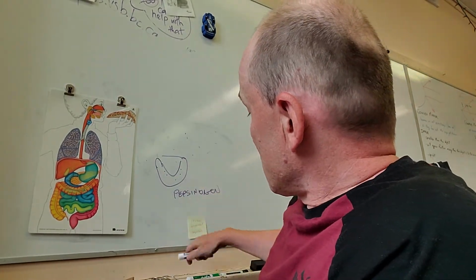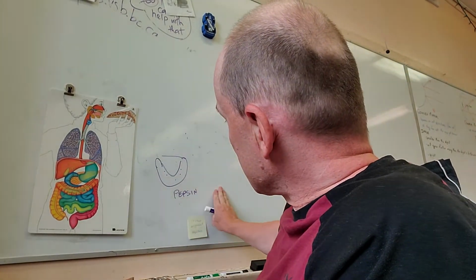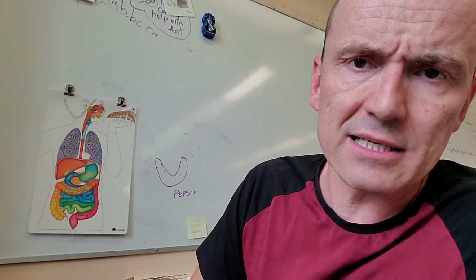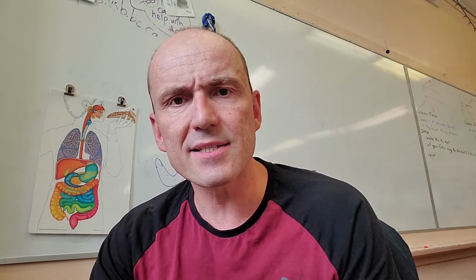We produce pepsinogen. When it enters the stomach, it gets denatured into pepsin. Pepsinogen is the precursor, and we need it so we don't digest our own body. What else? The stomach, not only.